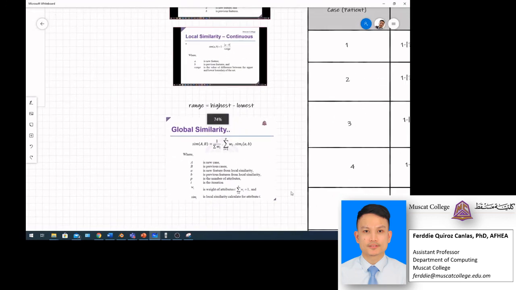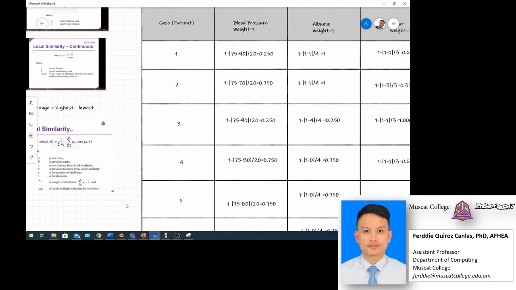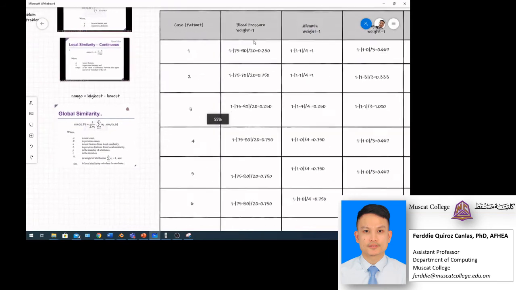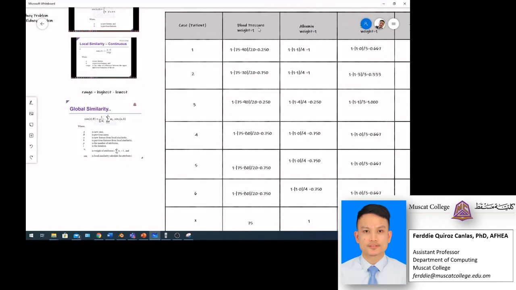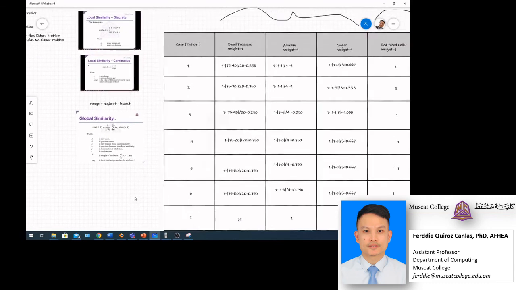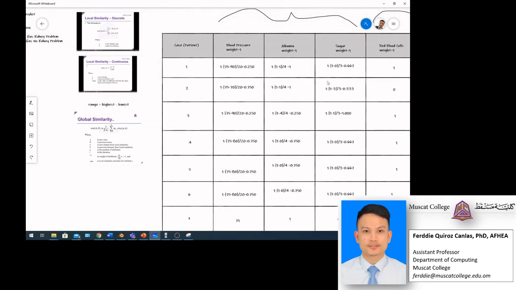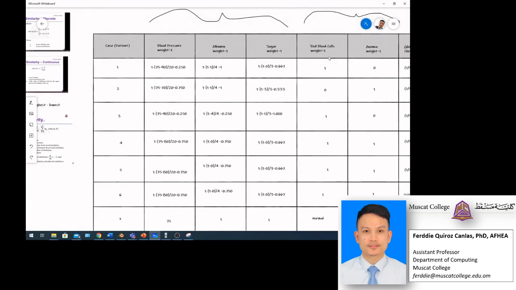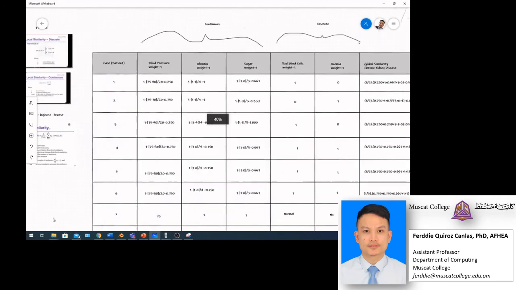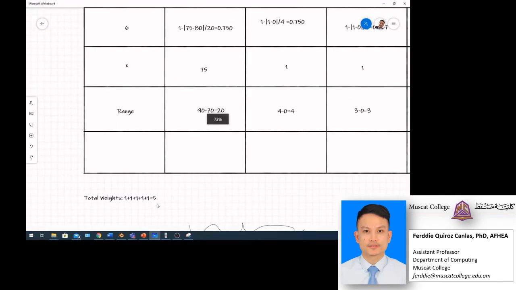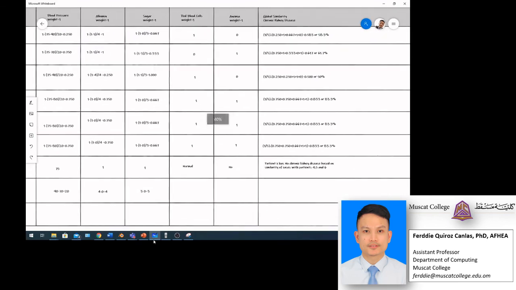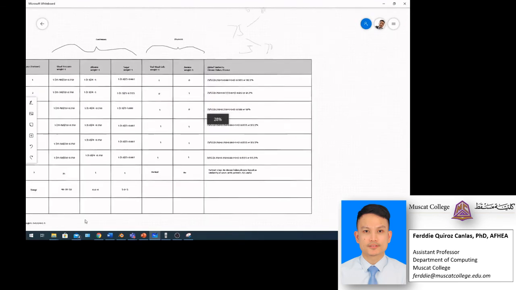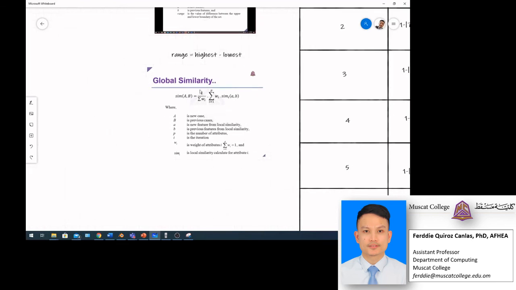So the weights, we got them from the attributes. In this example, we assume that blood pressure is 1, albumin is 1, the weight of sugar is 1, and red blood cells is 1. That's why we simply add all of them: 1 plus 1 plus 1 plus 1 plus 1 equals 5. We have 5 here. That's why we have 1 over 5, as required by the formula, which is 1 over the total weights. Okay?